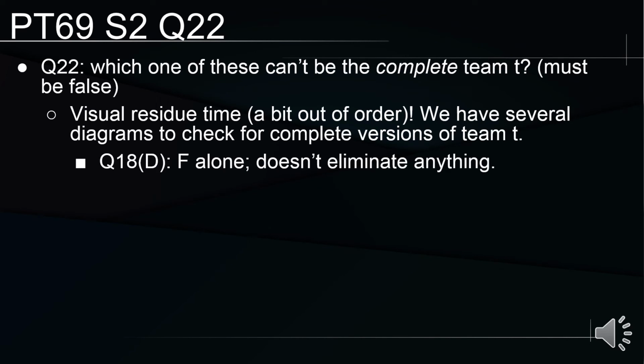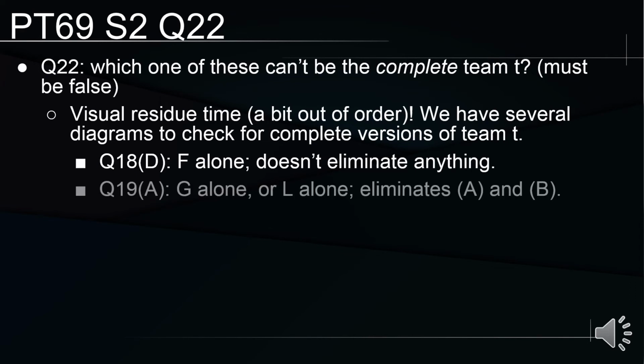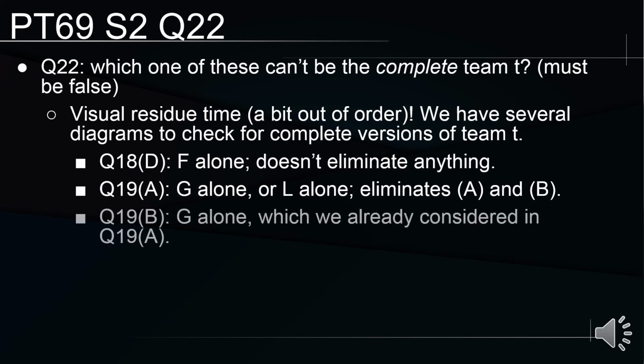So question 18, at least answer choice D, puts F alone as the entirety of Team T. That unfortunately doesn't eliminate anything from this list, because they never do suggest that F could be alone. So we can't really eliminate that. Question number 19, answer choice A. This indicates that either G can be alone as the entirety of the roster of Team T, or L can be alone. This is helpful. It eliminates both answer choices A and B for us, which suggests those two things precisely.